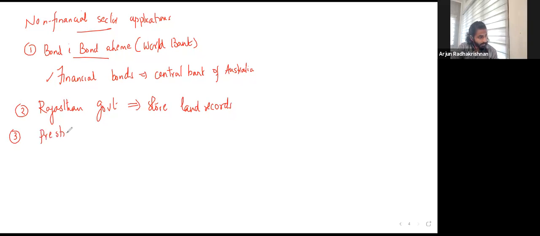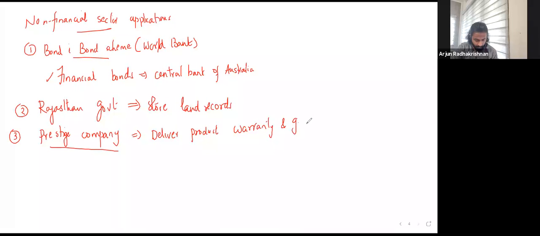Then Prestige Company. Prestige is a home appliance company; you might have heard about it. They are using blockchain to deliver product warranty and guarantee.